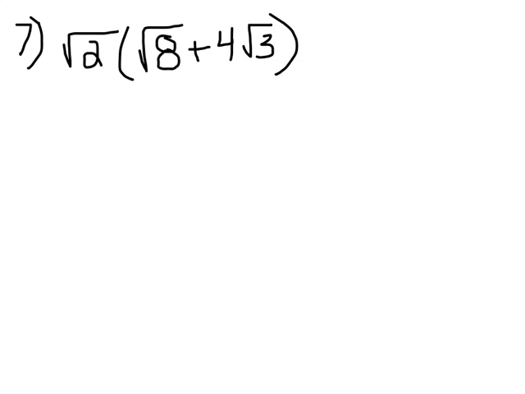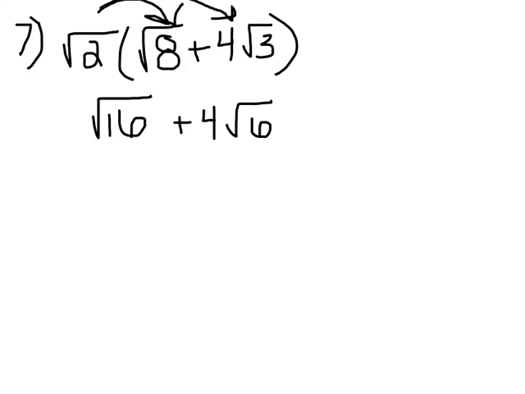What we'll be doing is multiplying radical 2 times the sum of radical 8 plus 4 radical 3 by using the distributive property. So first, we'll be doing radical 2 times radical 8. When you do this, you can always simplify radical 8 first if you like. If not, we can multiply and then simplify afterwards. So radical 2 times radical 8 will give us radical 16. Then we'll use our distributive property to multiply radical 2 times 4 radical 3. This will give us 4 radical 6.